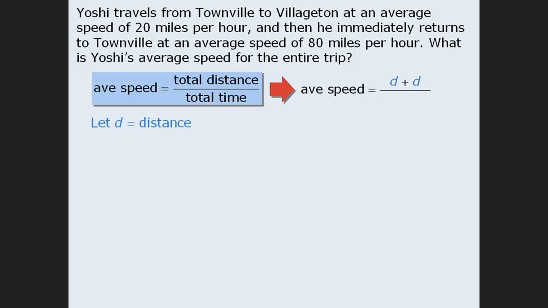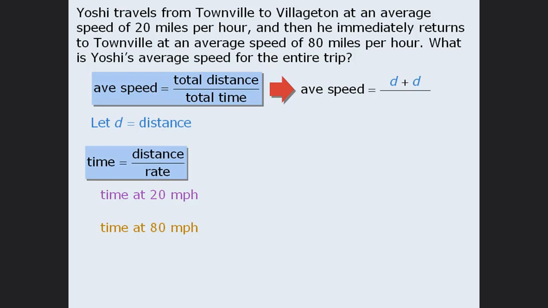Next, we need to find the total time traveled. Now, please recognize that there are 2 times to calculate here: the time spent traveling at 20 miles per hour and the time spent traveling at 80 miles per hour. Since the question does not provide any times, we must calculate these times using the time formula. The time spent traveling at 20 miles per hour will equal D, the distance between the towns, divided by the speed of 20 miles per hour.